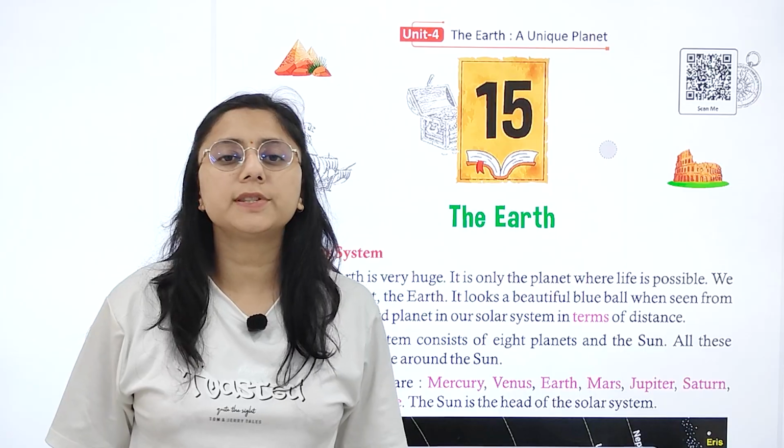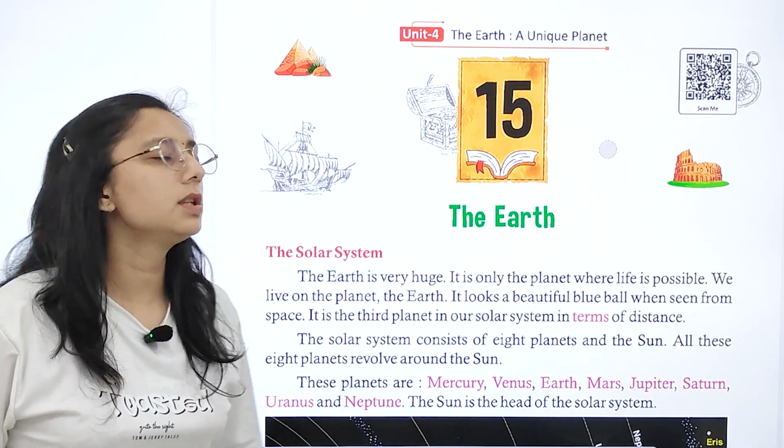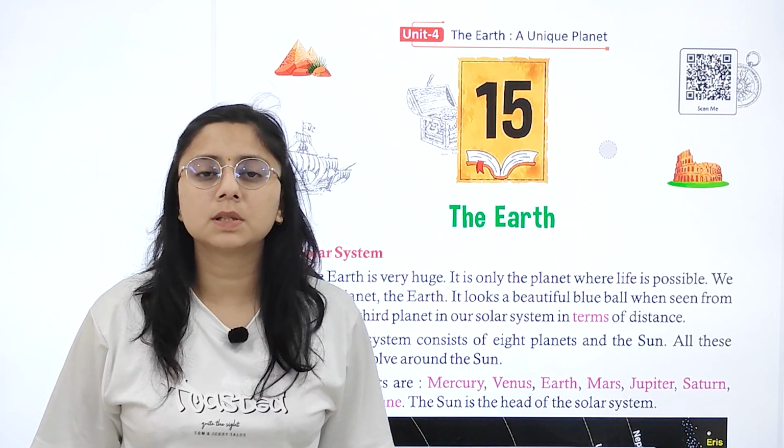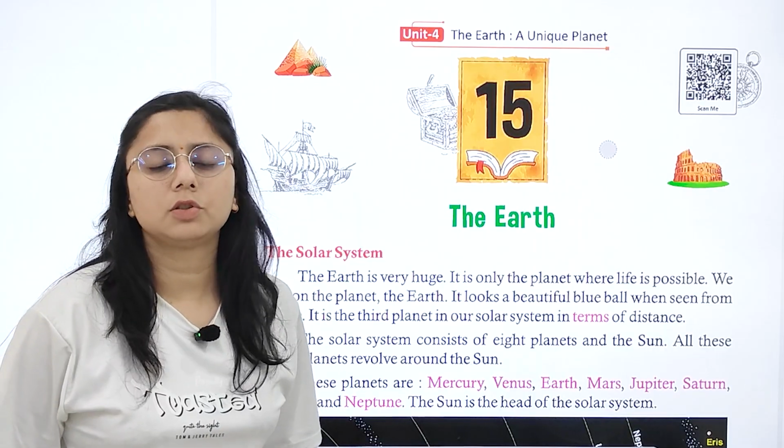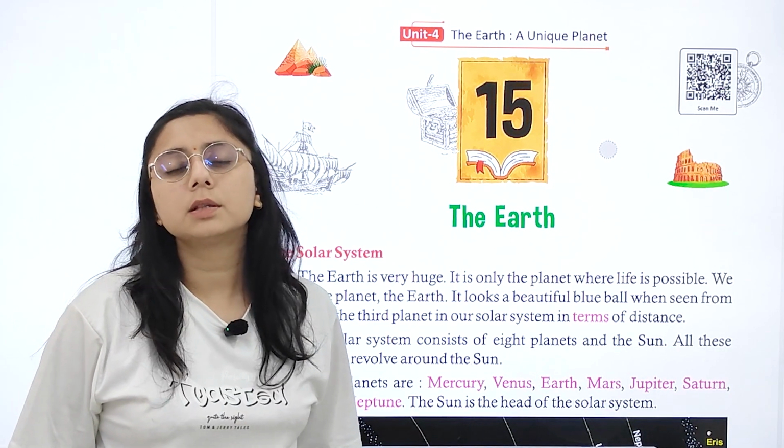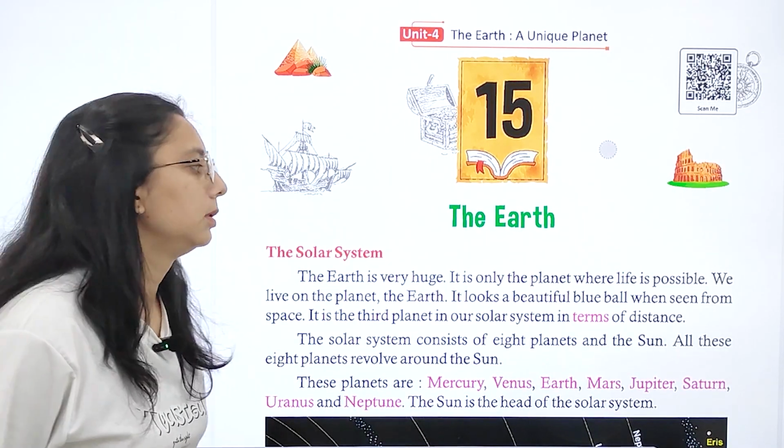Children, today let's start with chapter number 15, the Earth. In this chapter, we will study about the Earth, which is a unique planet and which is also called the blue planet, and it is the only planet where life is possible, right?